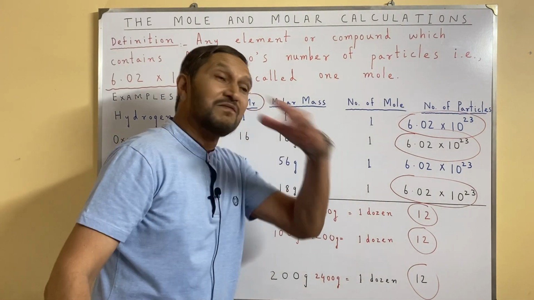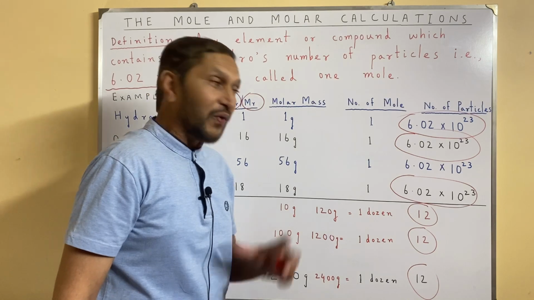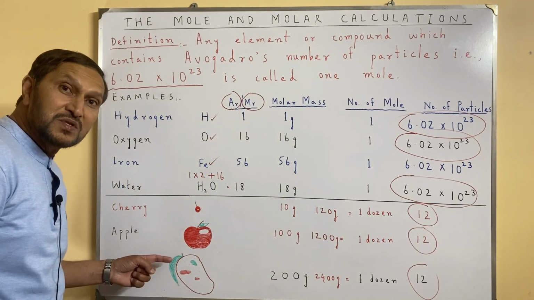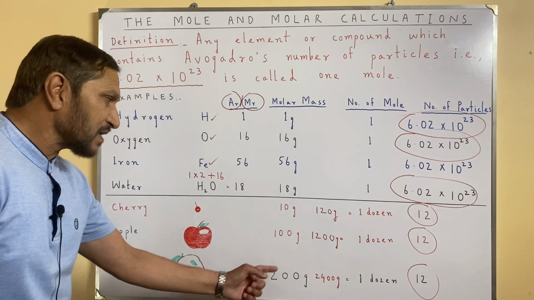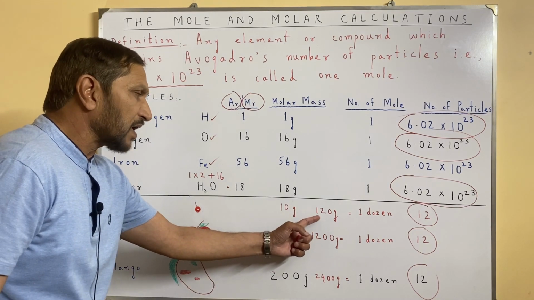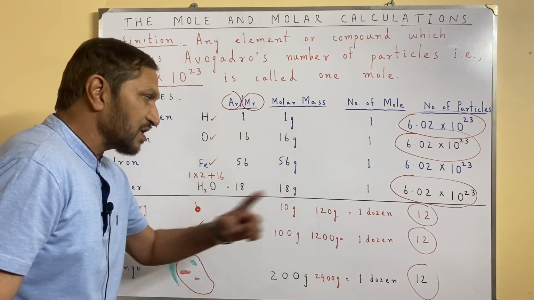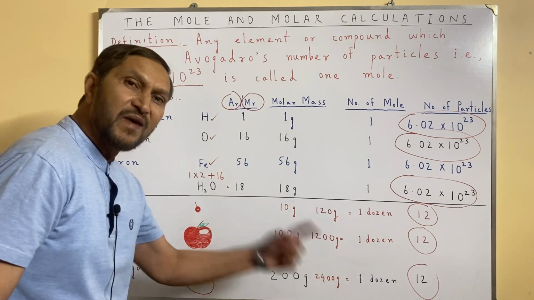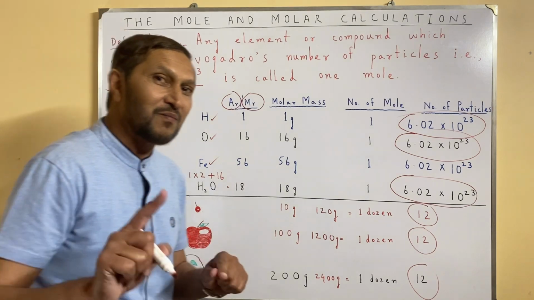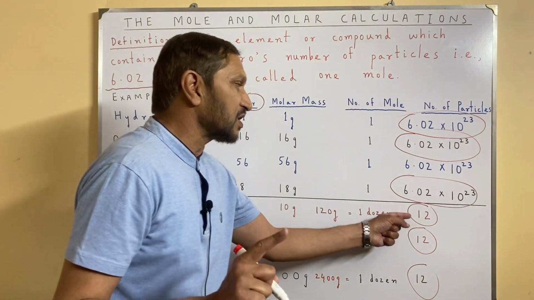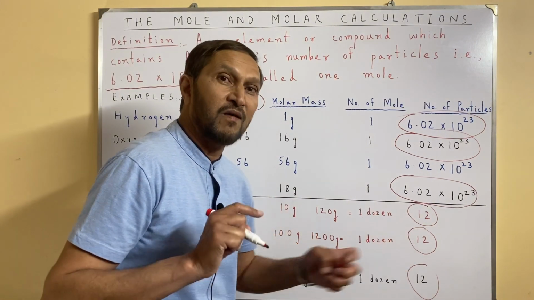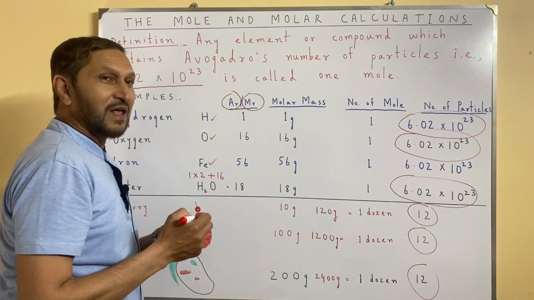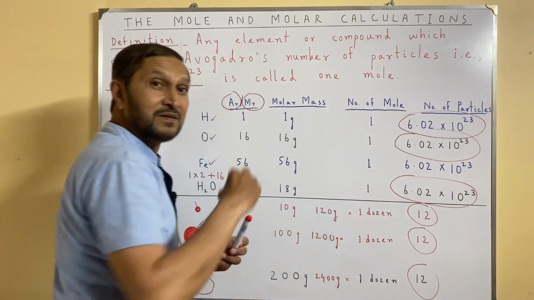So similarly we can apply it here. Why is there a difference in mass? Because of the different size of the fruits. Therefore the mass of 12 cherries is different, the mass of 12 apples is different, the mass of 12 mangoes is different. But the number of fruits in each case is 12, like in 1 dozen. So here Avogadro number is like 1 dozen.